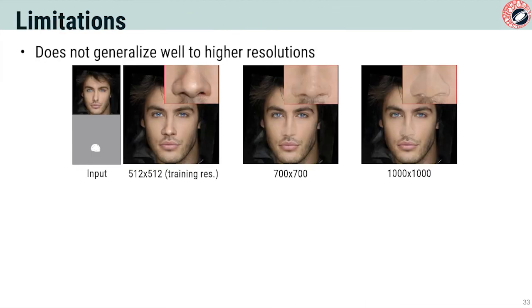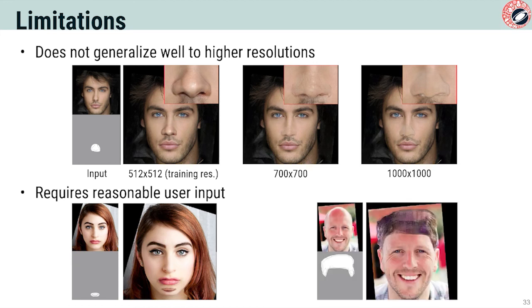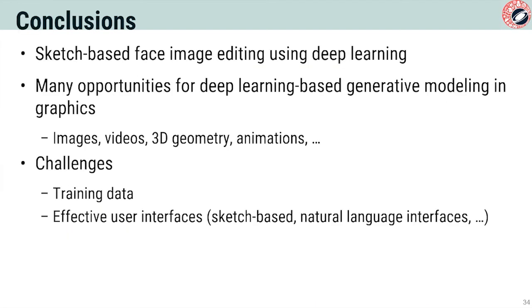We do have some limitations. The first one is that it doesn't generalize well to other resolutions other than the training. And in addition, our approach also requires reasonable user input. So if you draw a mouth in a completely wrong place, or for example, also if you try to synthesize a large region of the face with very little input, you get unpleasant results.